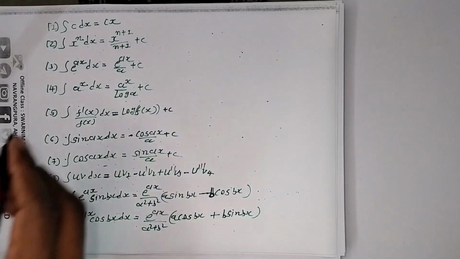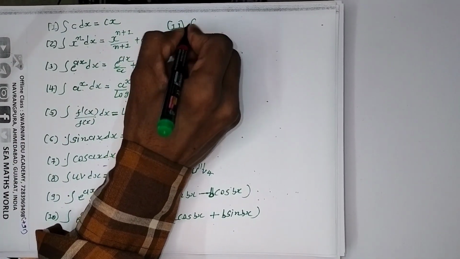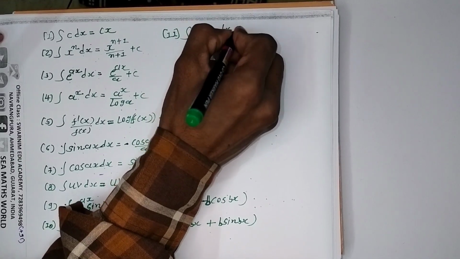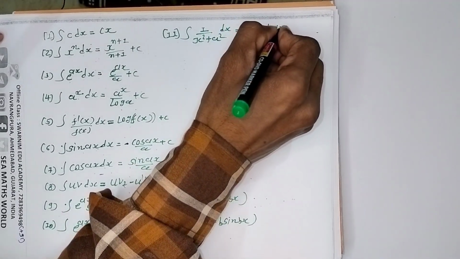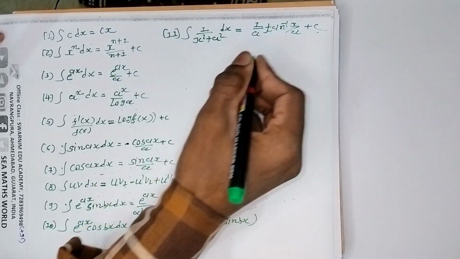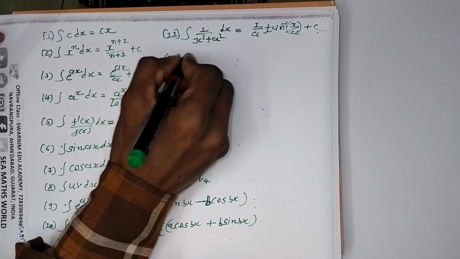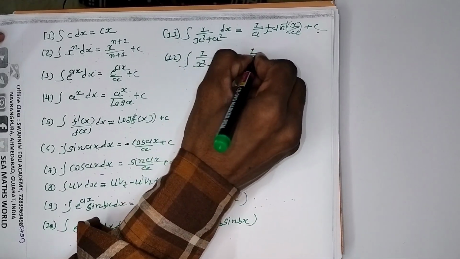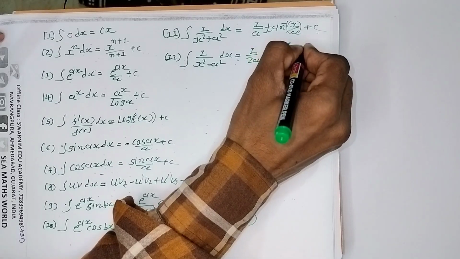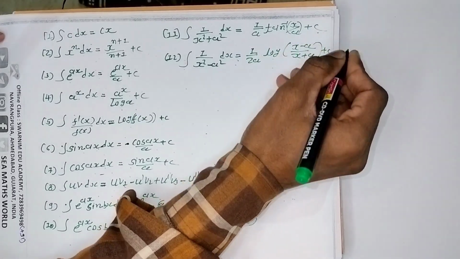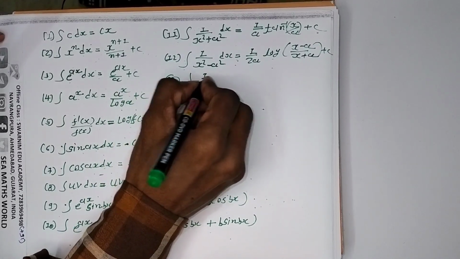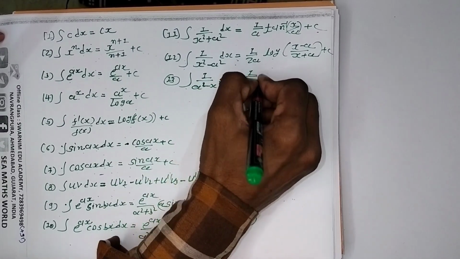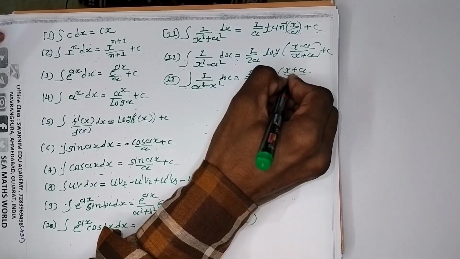Then we have studied formula number 11, integration of 1 upon x square plus a square with respect to x is 1 upon a tan inverse x by a. If it is minus instead of plus in between x square and a square, then the formula is 1 upon 2a log x minus a upon x plus a. And the last formula was 1 upon a square minus x square is equal to 1 upon 2a log x plus a upon x minus a.